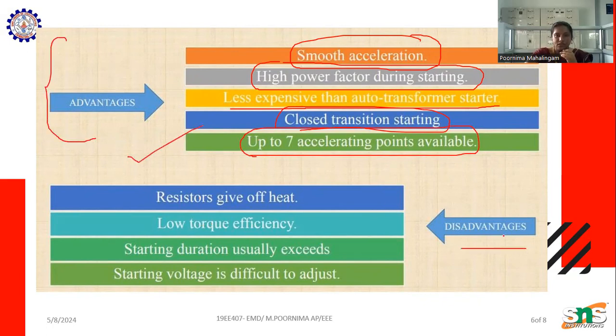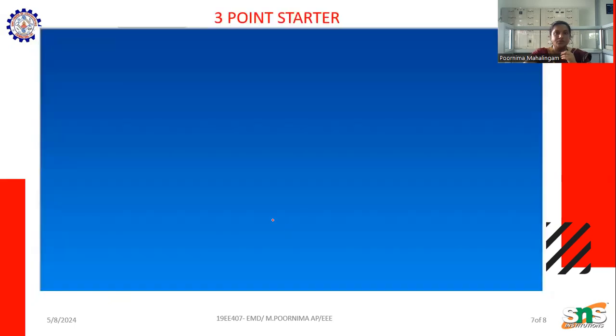Now coming to the disadvantages: the resistor gives off heat, it has low torque efficiency, the starting current usually exceeds the limit, and the starter voltage is difficult to adjust. These are the main disadvantages of the resistor starter. Here we can now see the video of the rotor resistor starter.